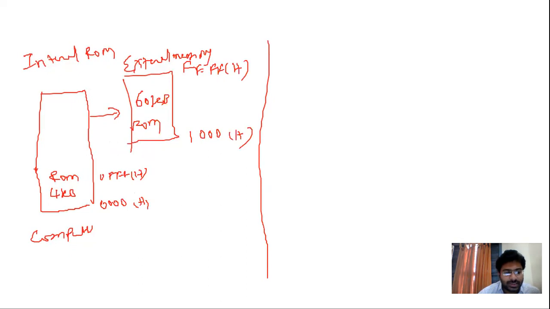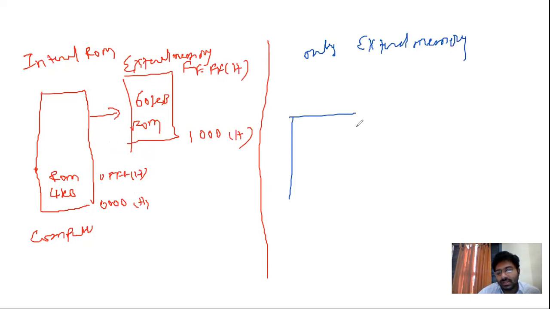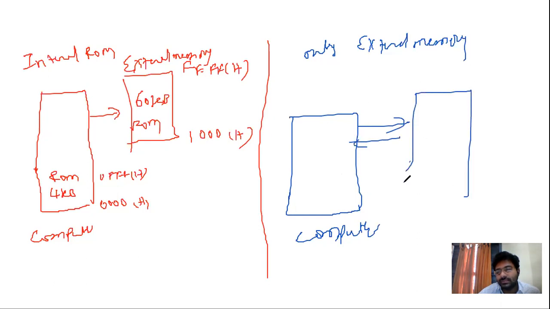What is the other case? We are considering only external memory. You can ignore the internal RAM, and you can only connect the external ROM, 64K.